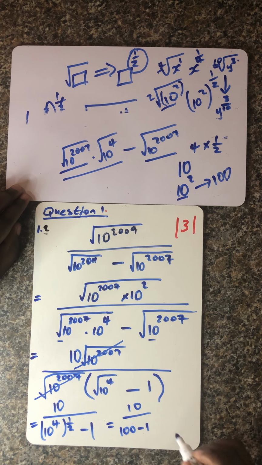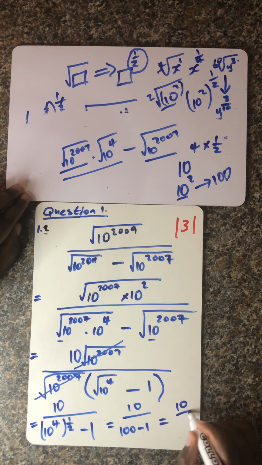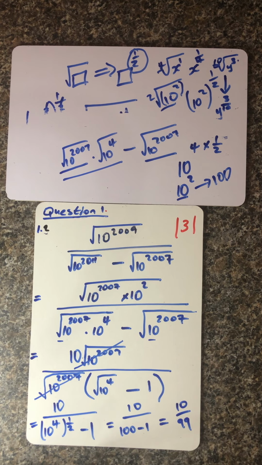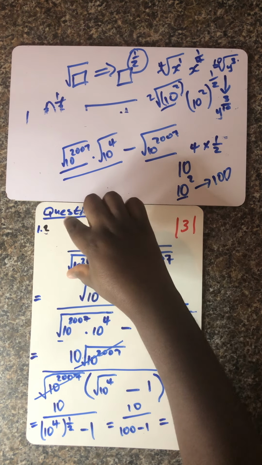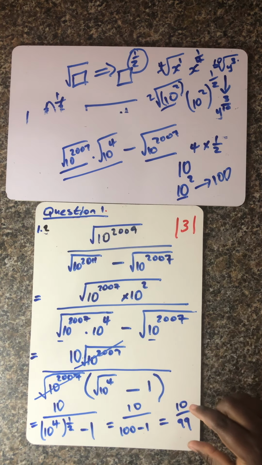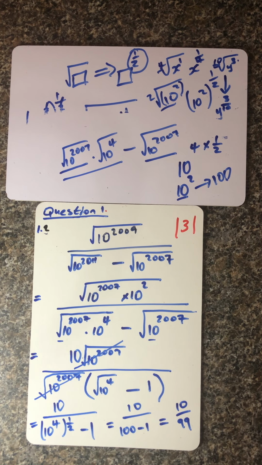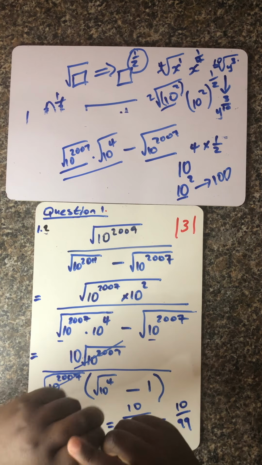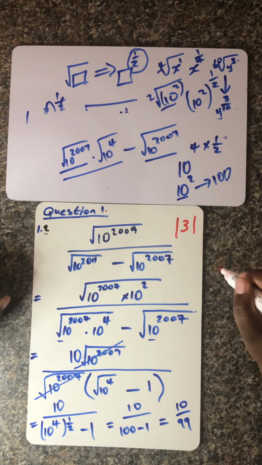Okay, so this is the same as 10 over 99, ladies and gentlemen. So if you want to check if this answer is correct, then punch all of this on a calculator and see if it gives you 10 over 99. If it doesn't, then it means somewhere we made a mistake, which simply means this thing is not correct.